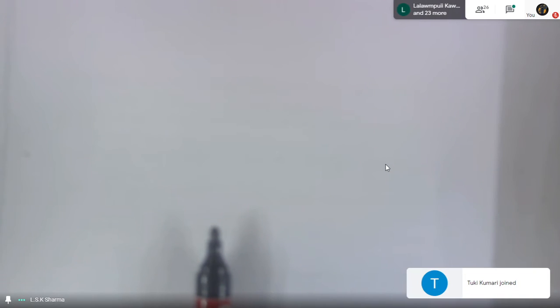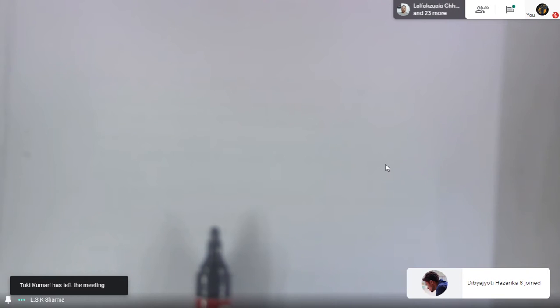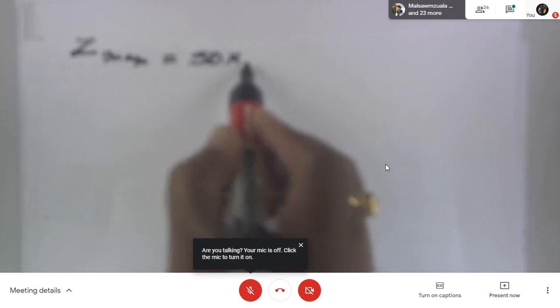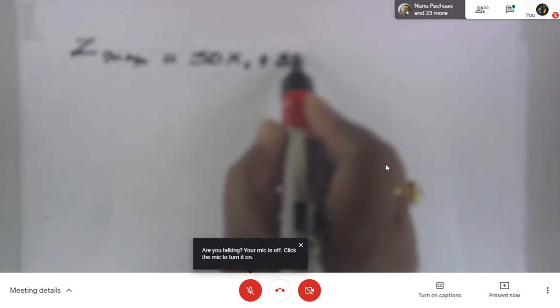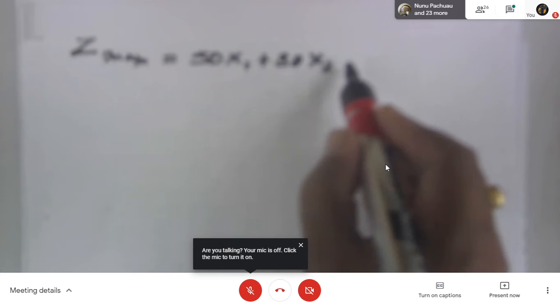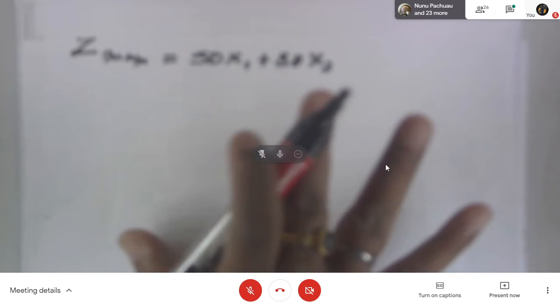Now the second part, I'm going to rewrite the equation again, starting from the beginning. I hope you can see this. Z max is equal to 50x1 plus 80x2, and there will be some more coming in out here, so let it be there.